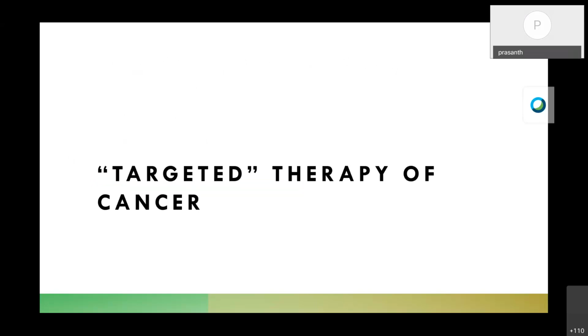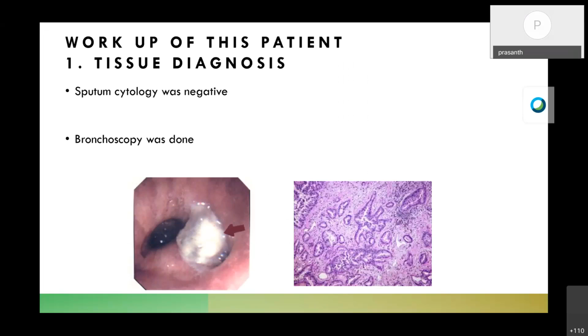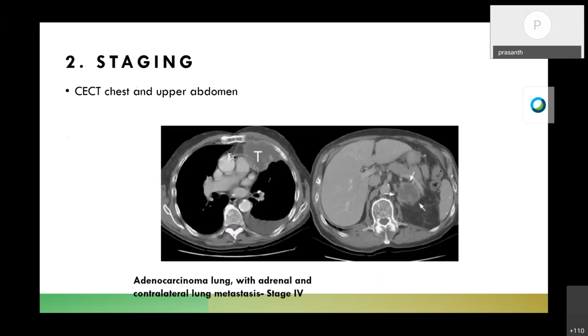So what do we mean by targeted therapy? I will try to illustrate that with the help of a patient. This is a lady who presented with a left lung mass, and the biopsy showed adenocarcinoma. Staging showed that the patient had adenocarcinoma lung with adrenal and contralateral lung metastasis, which is a stage 4 disease, which cannot be resected, not amenable for local therapy. So the only option available is systemic therapy with palliative intent. Most solid malignancies, when they have spread out, where local therapy is not feasible, are considered incurable.